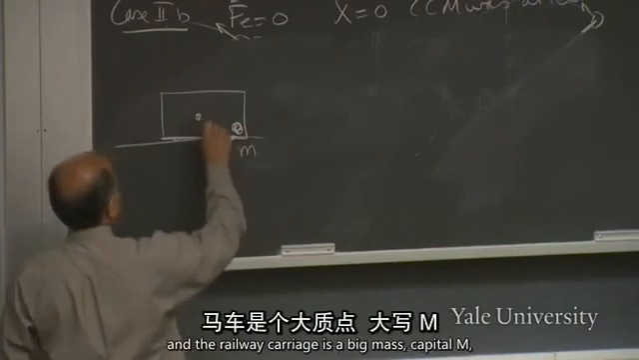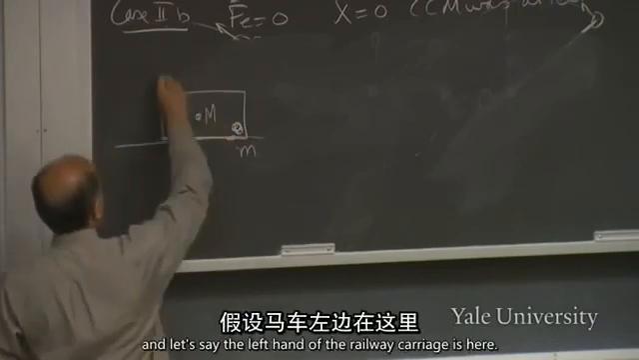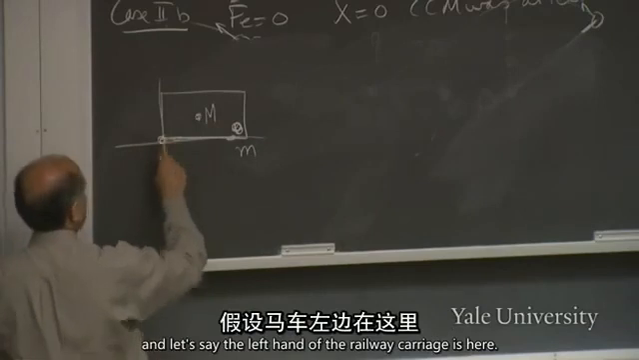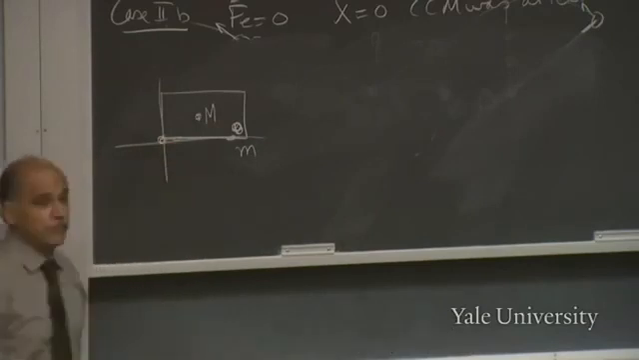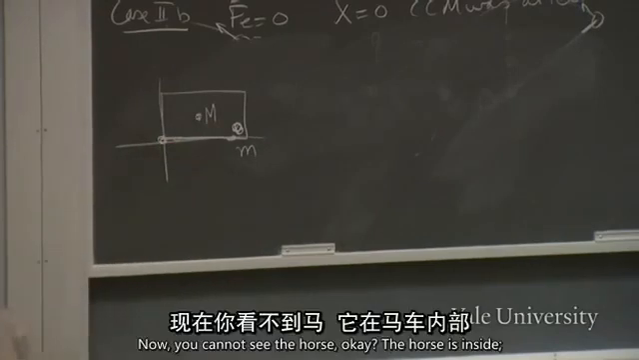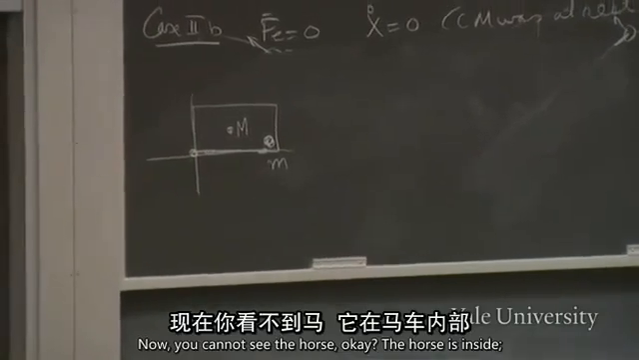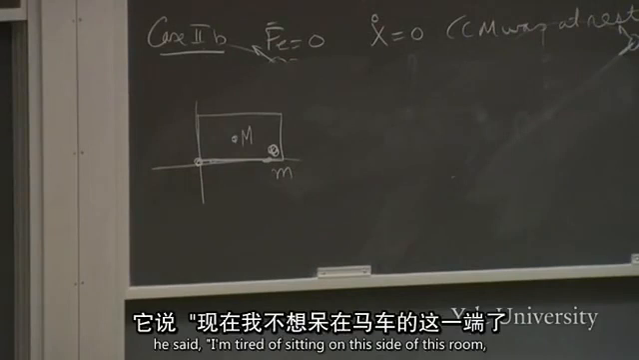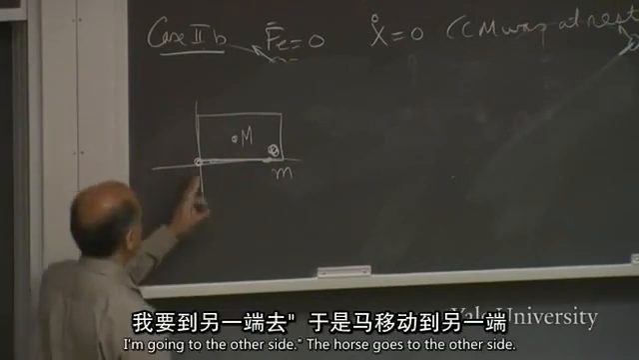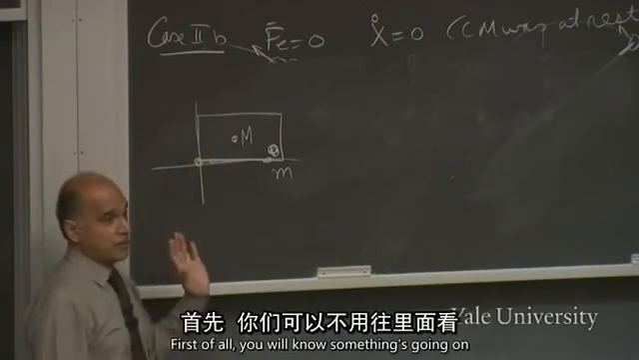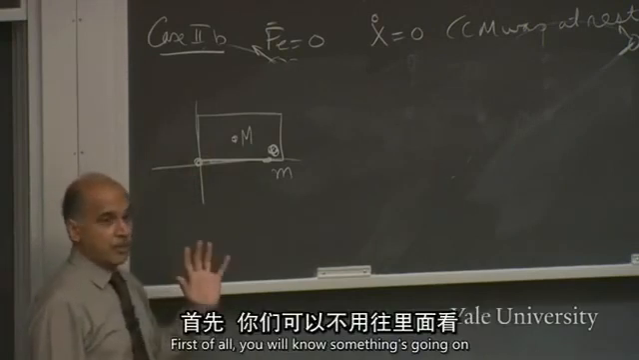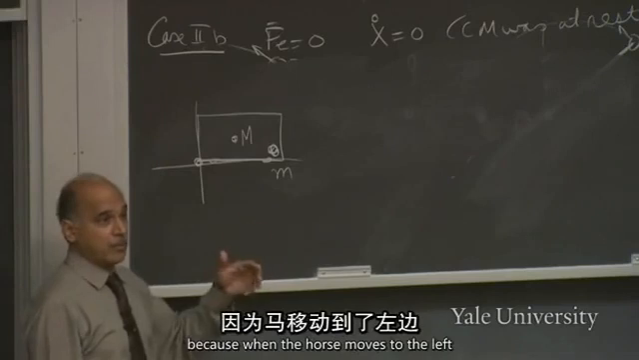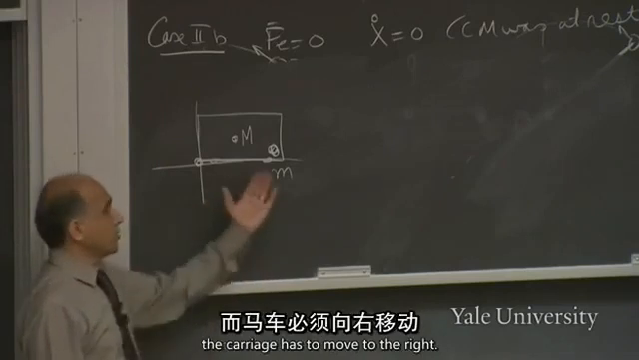And the railway carriage is a big mass, capital M. And let's say the left end of the railway carriage is here. Now you cannot see the horse. Horse is inside. The horse decides to now, he said, I'm tired of sitting on this side of this room, I'm going to the other side. The horse goes to the other side. First of all, you will know something's going on without looking in, because when the horse moves to the left, the carriage has to move to the right.